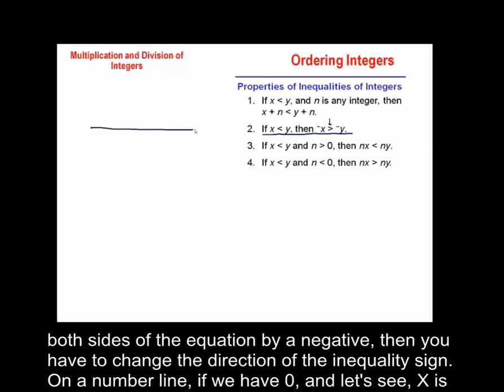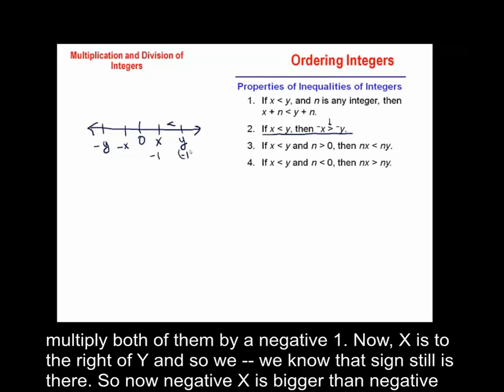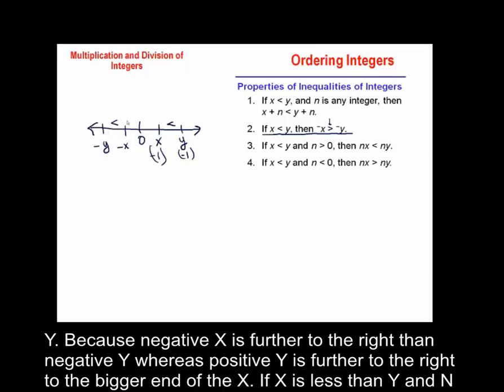On a number line, if we have 0, and let's see, x is less than y. So here's x, here's y. x is less than y. But if I multiply it by a negative, I end up with a negative x, and I end up with a negative y if I multiply both of them by a negative 1. And now negative x is to the right of negative y, and so we know that that sign has changed, so now negative x is bigger than negative y, because negative x is further to the right than negative y, whereas positive y is further to the right, to the bigger end, than x.